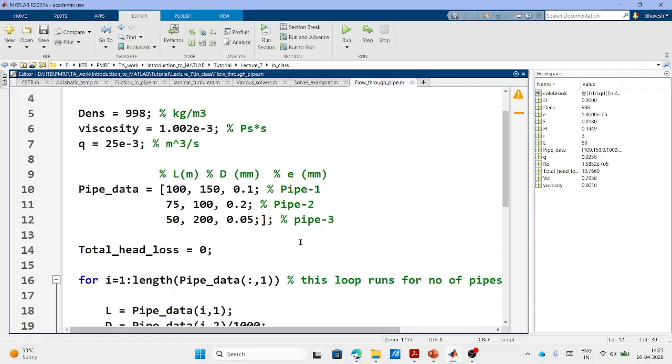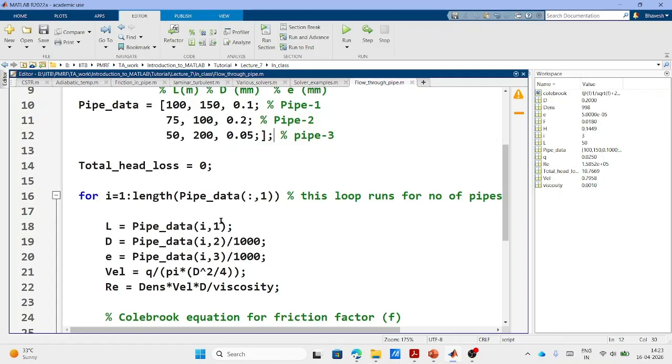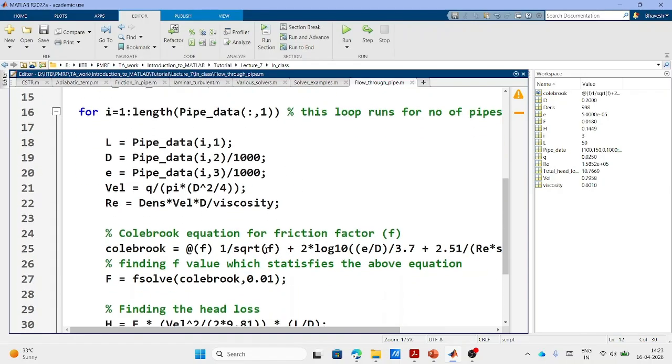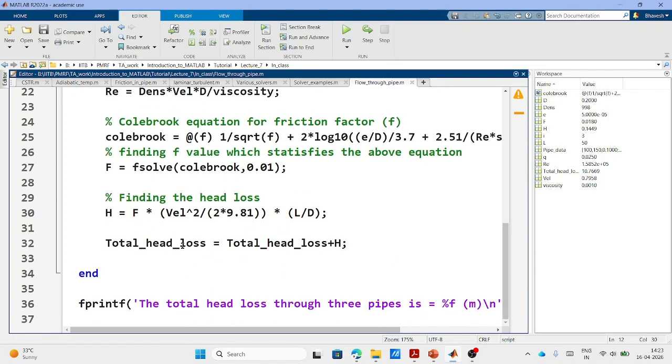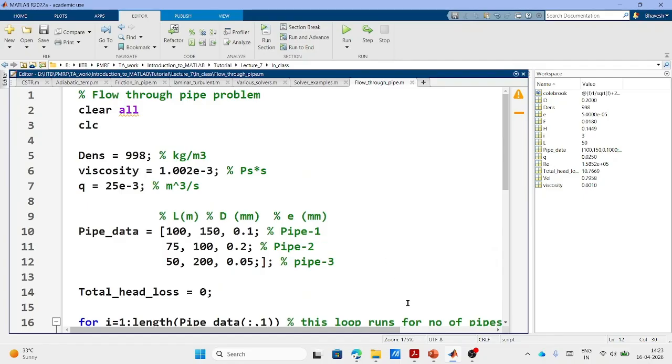Once you have done that, the next step is to code it out, right? So we put the information, we compute the required values, employ the numerical method to solve that particular set of equations and find out the solution, right? So this is how the approach works.